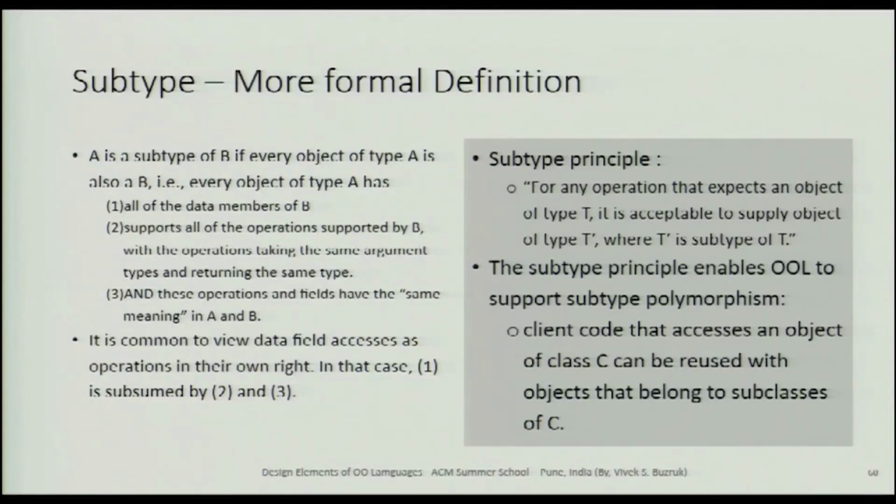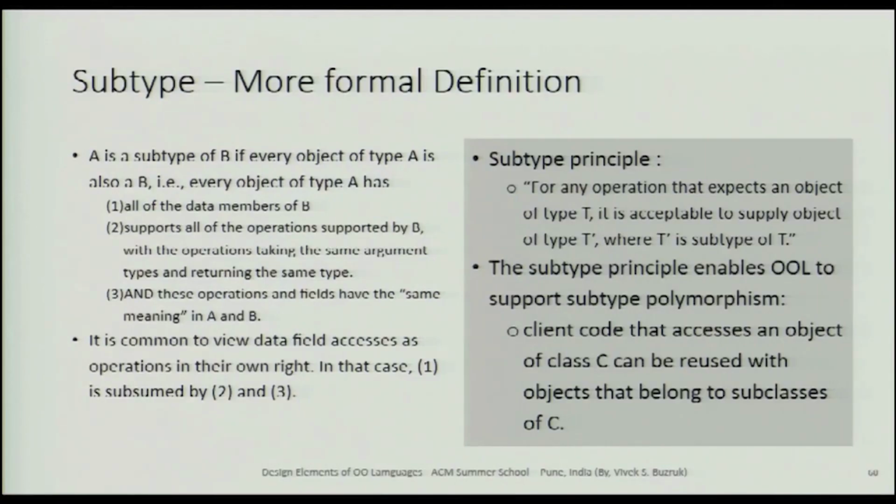You may want to recheck that example. A supports all the operations supported by B, that is the account, with the operations taking the same argument types and returning the same type. Remember here, same argument types and returning the same type. Here is sometimes a catch whenever we talk about polymorphism, and we will talk about that further. And these operations and fields have the same meaning in A and B.